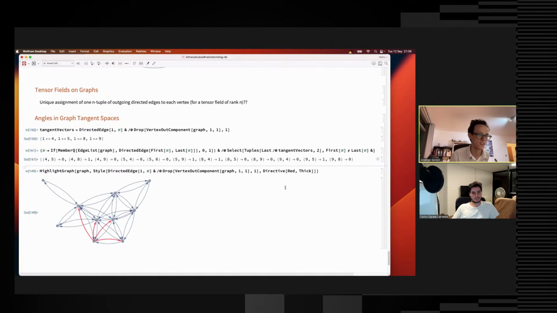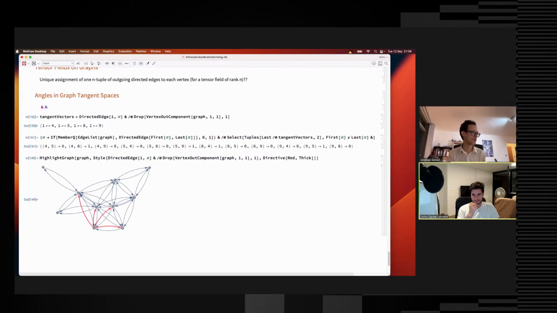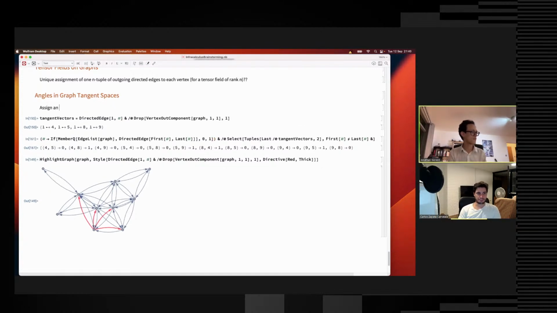So this is our function that's assigning an angle of 0 if they are connected by a directed edge and 1 if they're not, for all pairs of these particular vertices. Yep. So I would say that should be the template for a tensor. That's a finite discrete analog of a tensor.